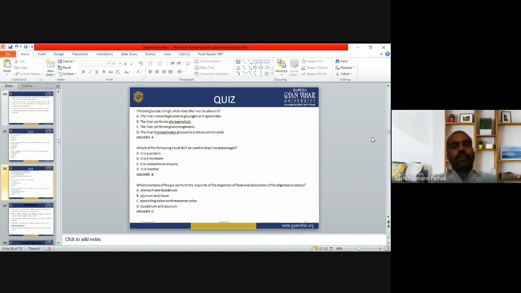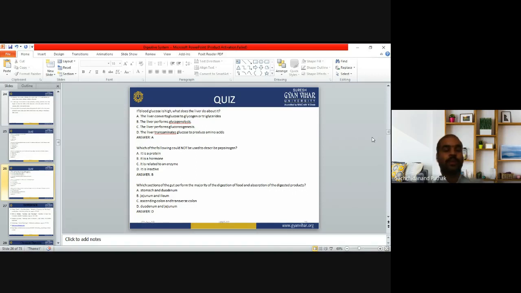Now the last question after this quiz. Which section of the gut performs the majority of the digestion of the food and absorption of the digested products? Very interesting and very easy. We already learned this in the last slides. The gut has several sections. Which section performs the major digestion and absorption of food products? The section is responsible for digestion as well as absorption. Which one can be possible?